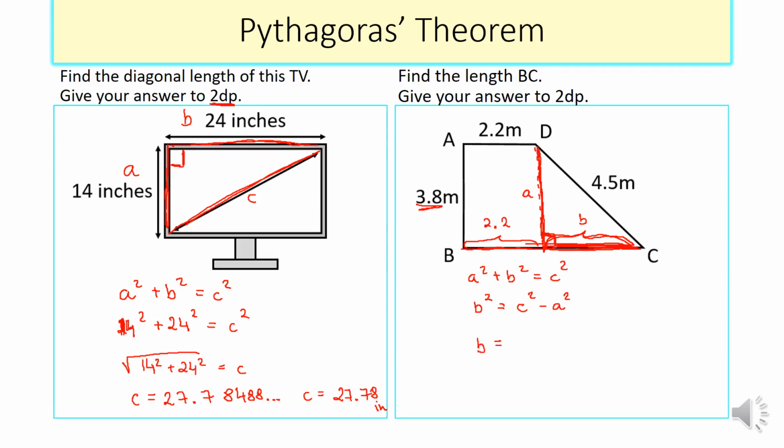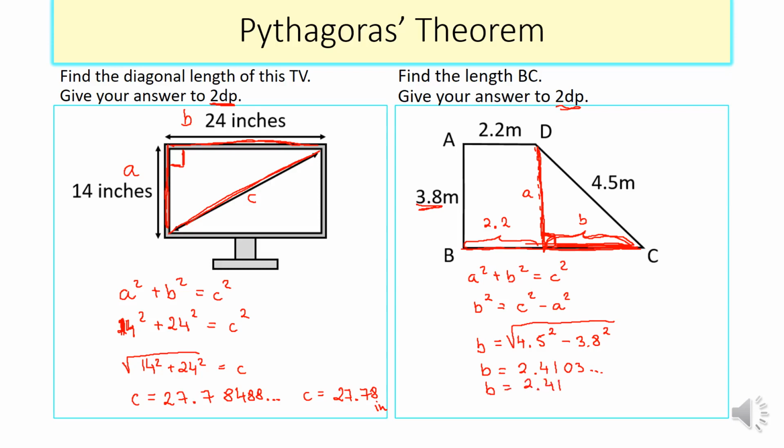Now I'm going to substitute. So that is 4.5 squared, take away 3.8 squared, and remember, to find B you have to square root your answer. Now when I put this into the calculator, I get 2.4103 and so on. I want the answer to two decimal places, so I'm going to round it to two decimal places. So the value of B is 2.41.